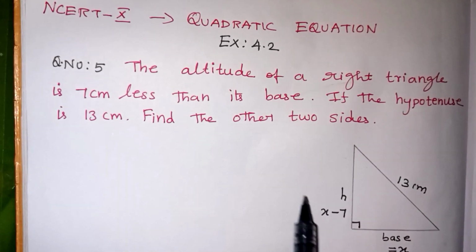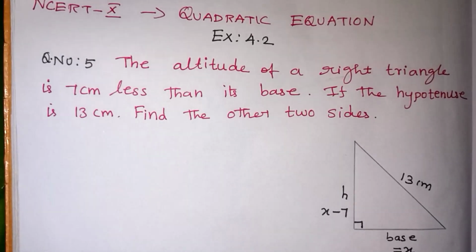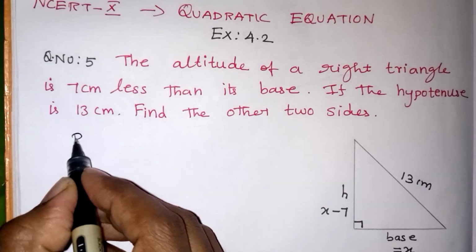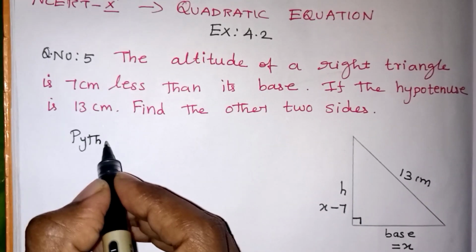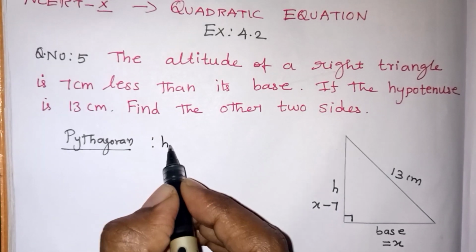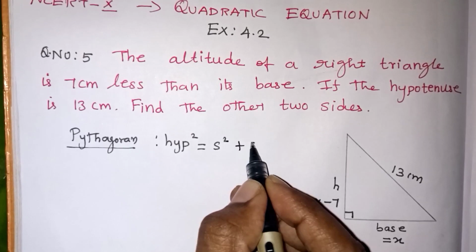They have asked you to find the other two sides. The hypotenuse is given. We need to find the other two sides, the base and the height. So for any right angle triangle we should apply the Pythagorean formula. You all know it very well. By Pythagoras' theorem, hypotenuse squared is equal to side squared plus side squared.